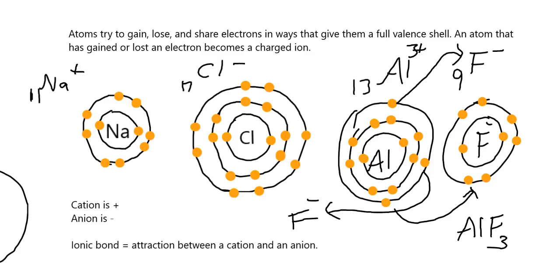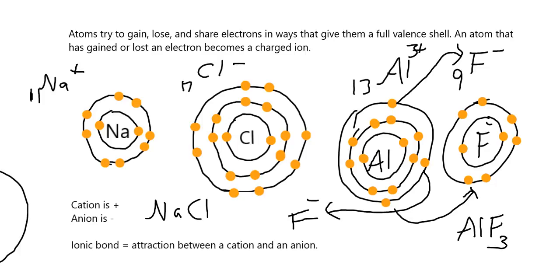In our case over here, we had 1 sodium and 1 chlorine, so we don't have to put any numbers after them if they're just 1s. If we had an element that gained 2 electrons, it would get a 2 minus charge. Let's give some examples of things that give different charges.